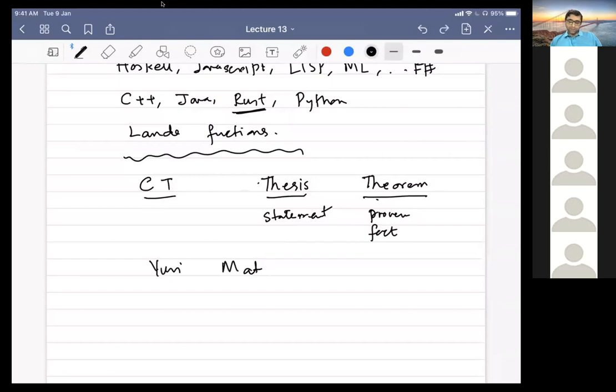I don't remember his spelling. So Yuri Matiyasevich is a Russian mathematician. He came up with a proof in 1970 that it is impossible to devise an algorithm which will show, for any given polynomial in multiple variables with integral coefficients, whether such a polynomial has an integral root. How he approached that is beyond the scope of this course, but I will give you some details, okay?